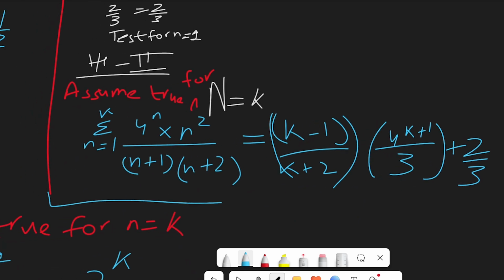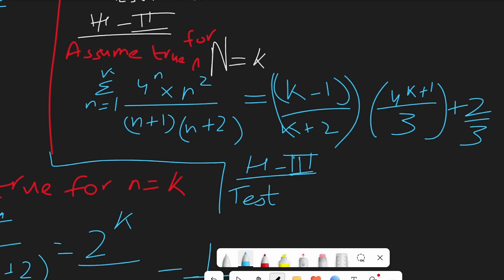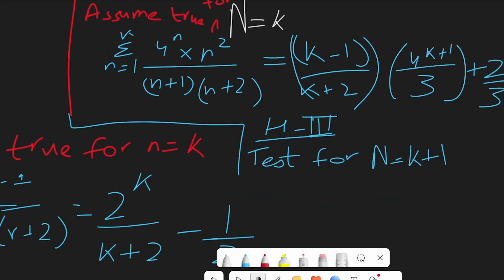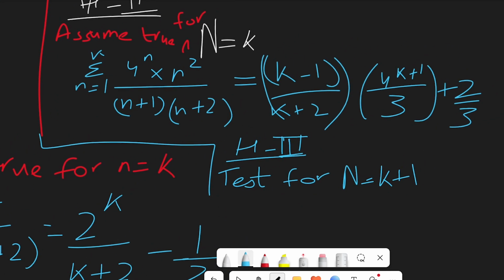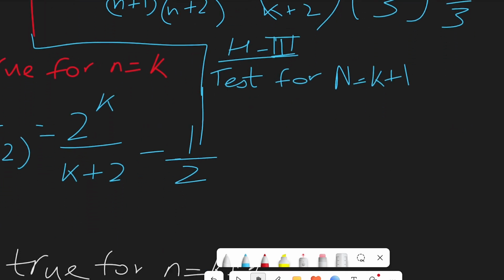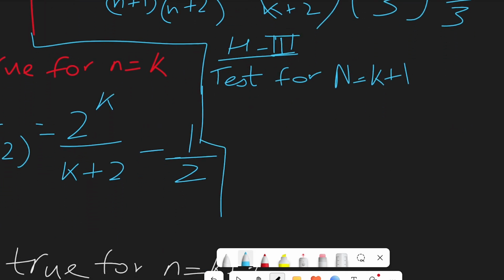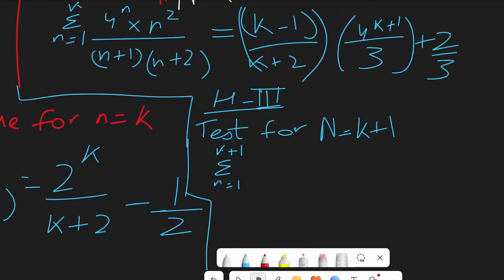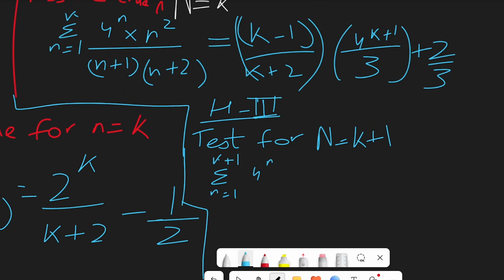Now, for H3, what we will have is test for n equals k plus 1. What will we have as n equals k plus 1? We will have the same thing, just a k plus 1 over here instead of a k. Now we would have the same left hand side, 4 power n times n squared over n plus 1 times n plus 2. And on the right hand side is where the thing happens.